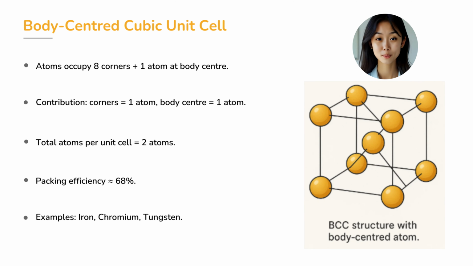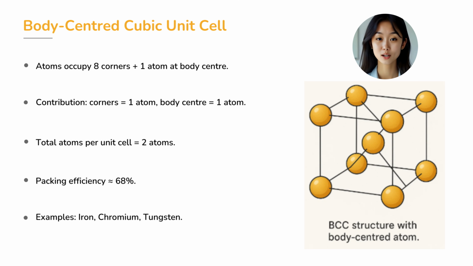Now imagine that in addition to the 8 corners, there's also one atom placed right at the center of the cube. This is the body-centered cubic structure, or BCC. Just like before, the 8 corners contribute 1 atom in total, and the body center atom belongs completely to the unit cell, making the total number of atoms per unit cell equal to 2. The packing efficiency here improves to about 68%.